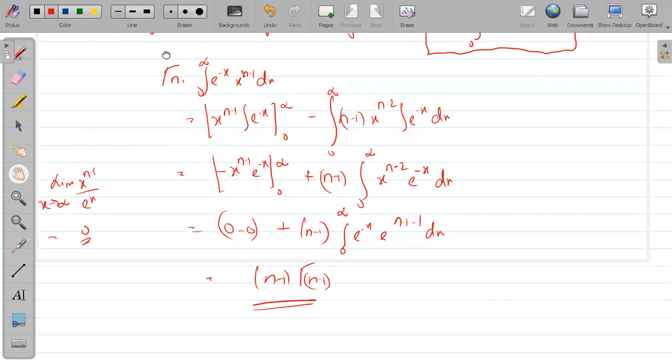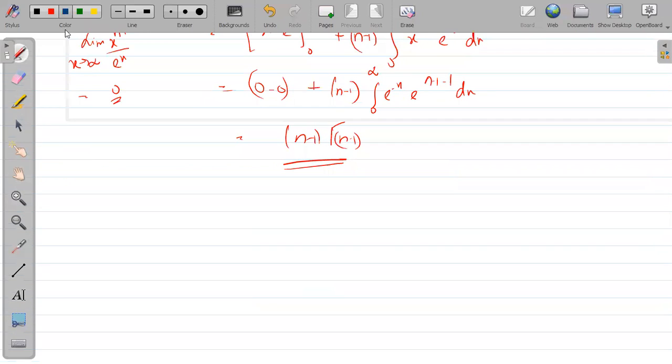So what properties have we got? Yesterday also we wrote some properties. Gamma of n plus 1 is equal to n into gamma of n, or I can write gamma of n plus 1 is equal to n factorial.